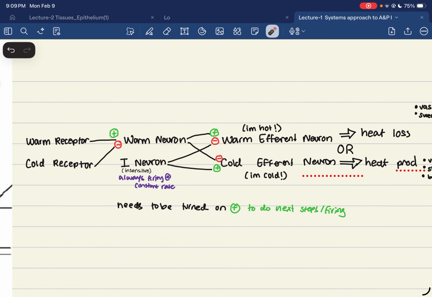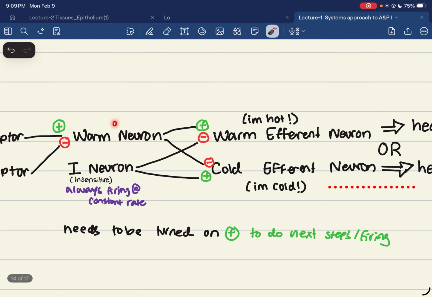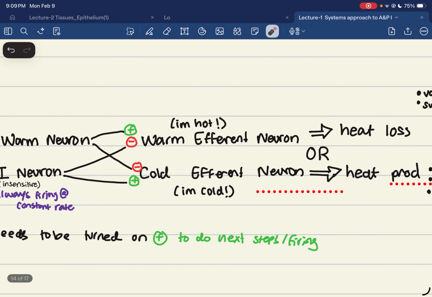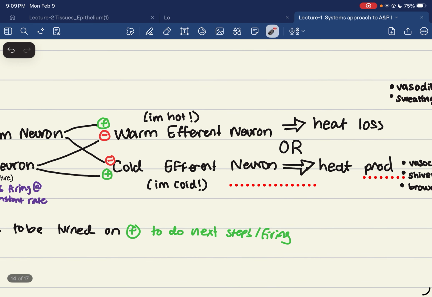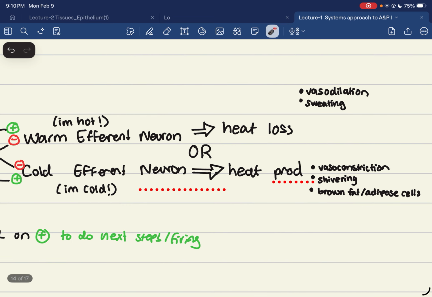And so the way I like to think about it is we have two efferent neurons, and it's an or situation, meaning one has to win. And depending on whether the warm neuron or the I neuron is stronger, one of them will win. So after one of them has won, the effector is going to act. I like to think warm efferent neuron means, oh, I'm hot, so I want to cool down, so we need heat loss. And that will be, just memorize, vasodilation and sweating.